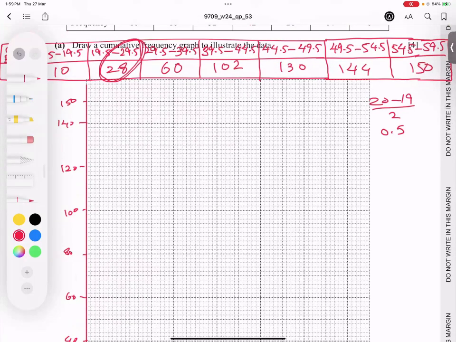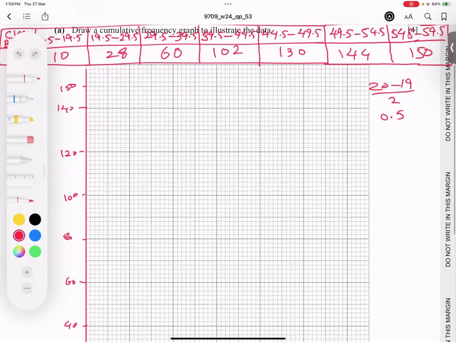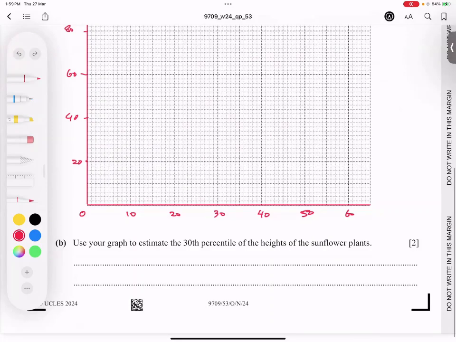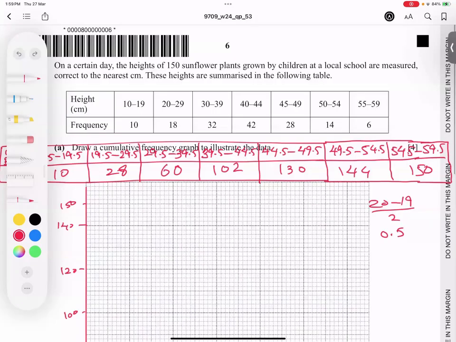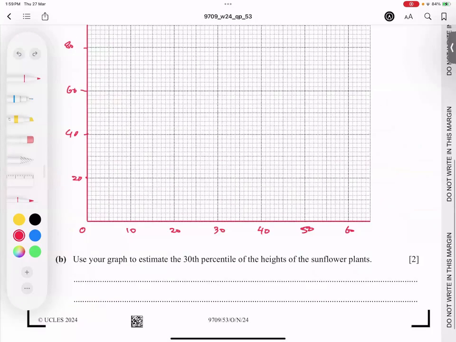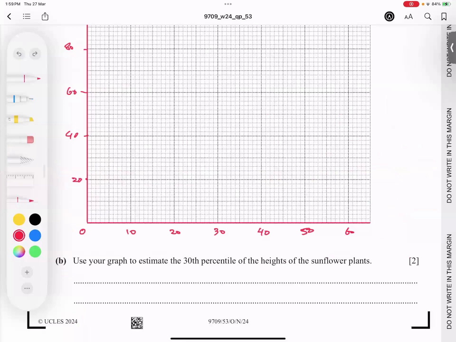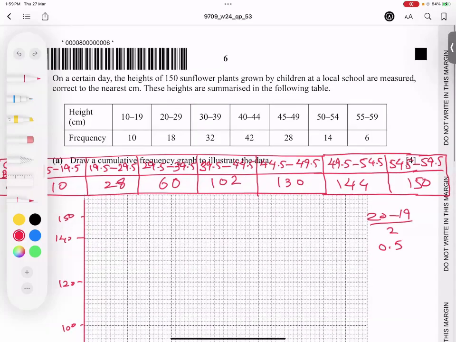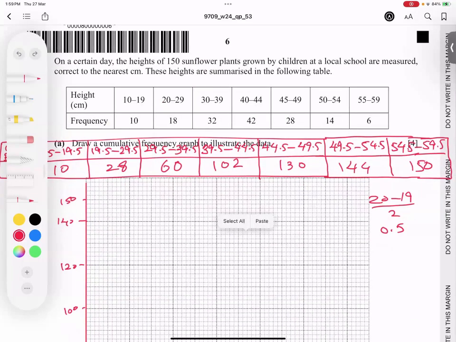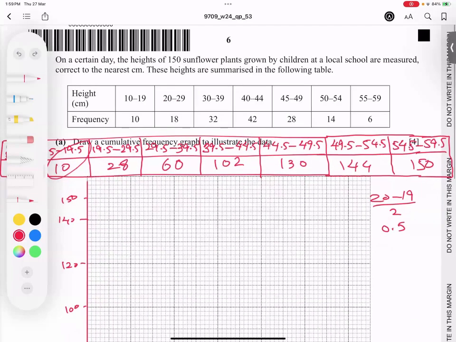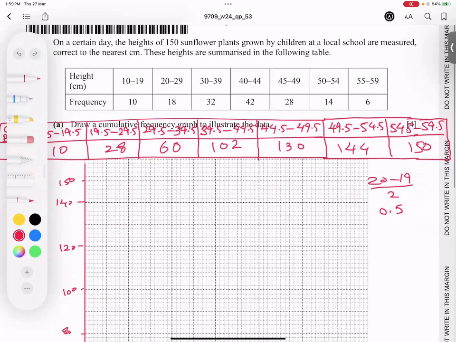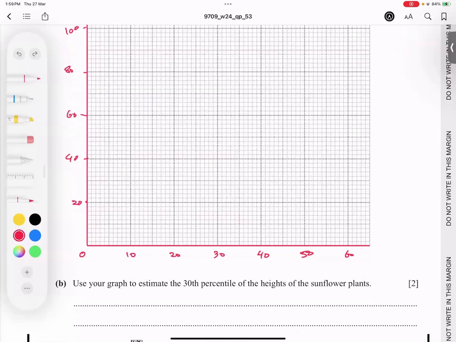29.5 and 28. Frequency 28 and value along the x-axis 29.5. But first of all, 29.5 is where? Just a minute, please. Let me find. Yeah, here. Sorry, I missed this one. 19.5 and 10. I missed one number. 19.5 and 10.